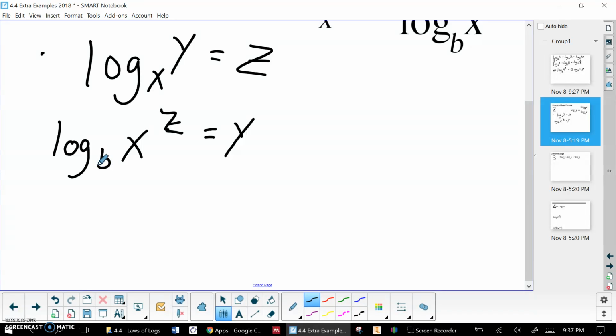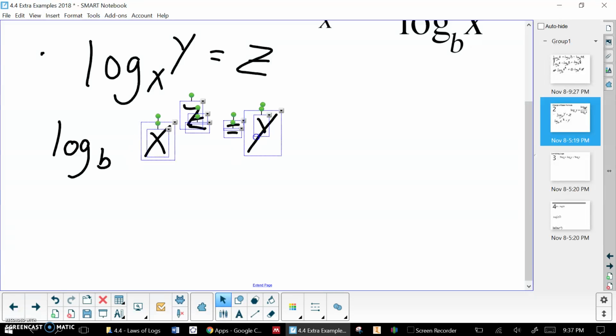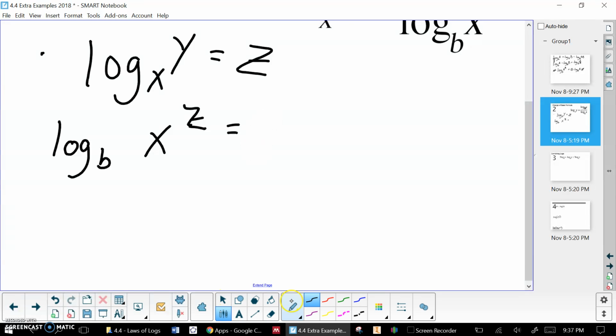Let me just move over so I have some space. So I've taken log base b of this side, and then I'm going to have to take log base b of that side. I'm allowed to do that because I'm just taking the exact same log on both sides. It just happened to be a different log than I had originally.